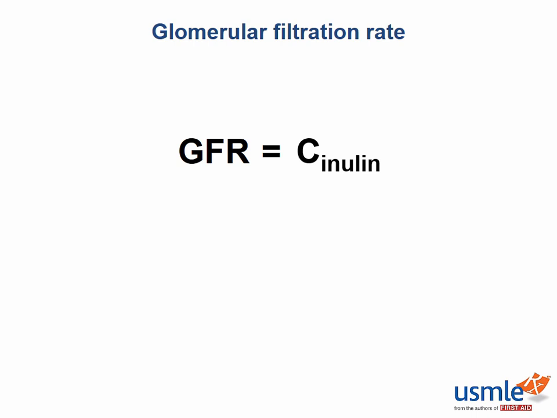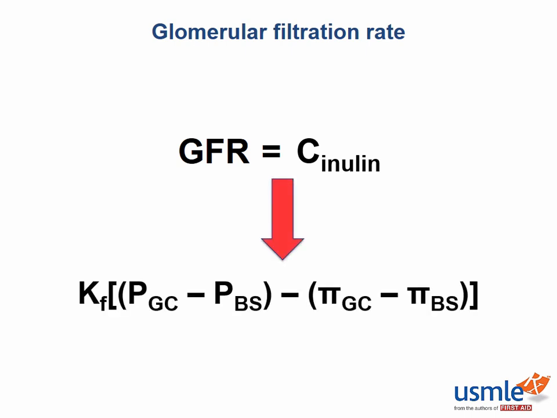GFR is used as a proxy to measure kidney function, and ultimately depends on the Starling forces present at the level of the glomerular capillaries. In this equation that you see here, Kf is the filtration coefficient, a constant. It is dependent upon the resistance to fluid flow through the filtration barrier of the glomerulus. A higher Kf correlates with a higher GFR, and thus less resistance.